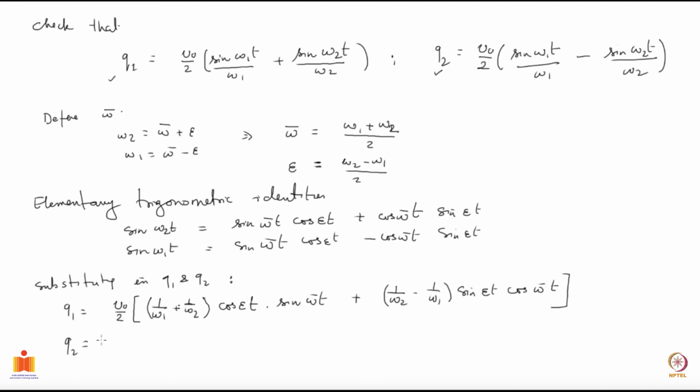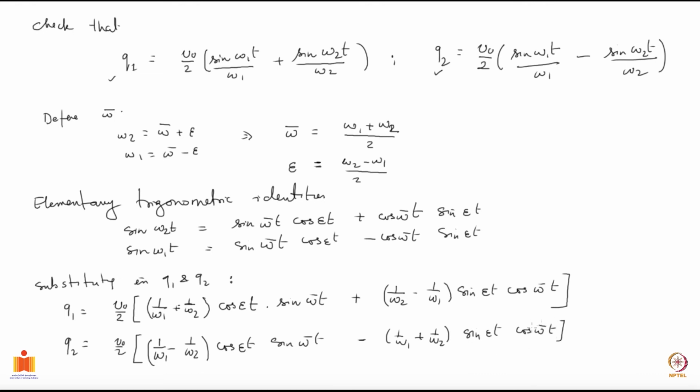And let me write for Q2. Q2 you get the same thing apart from small differences. So you get 1 over omega 1 minus 1 over omega 2. I hope all the signs I have derived correctly, but please check them. Times cos epsilon t sine of omega bar t, minus 1 over omega 1 plus 1 over omega 2 times sine epsilon t cos omega bar t. Okay, that's what you can check.